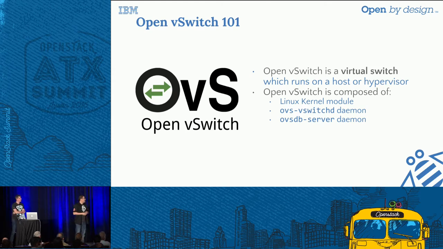So Open vSwitch is an open source virtual switch. It runs on a host or a hypervisor. The project has been around since 2009, when it was first open sourced as well. So it's almost 7 years old, coming up soon. Open vSwitch itself, architecturally, is composed of three things. It has a kernel module, which is actually upstream in the Linux kernel at this point. It also has a daemon that runs on the host, which programs flows into the kernel module, and then a local OVSDB server as well on the host.